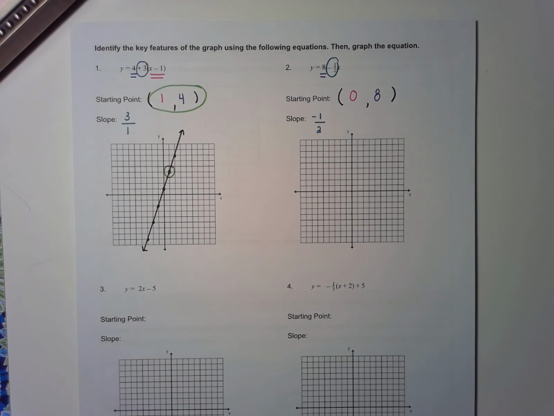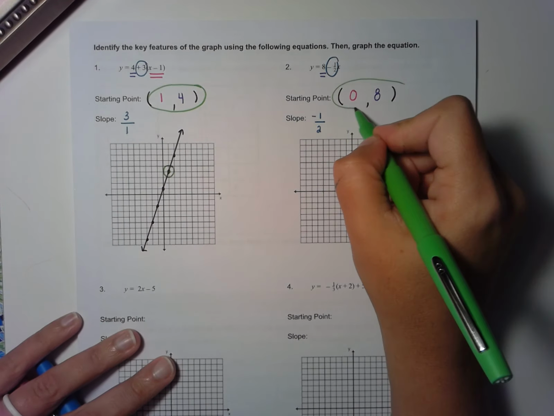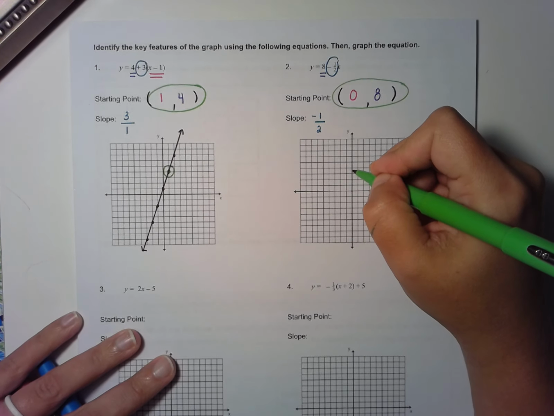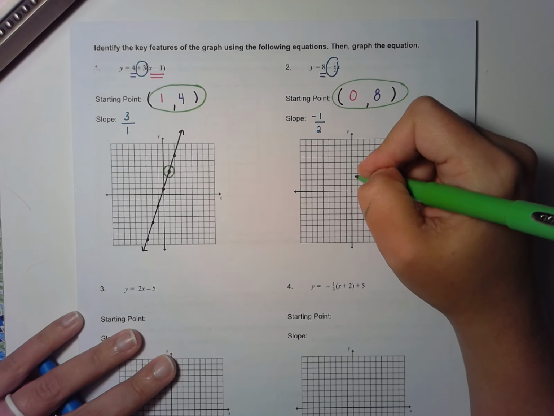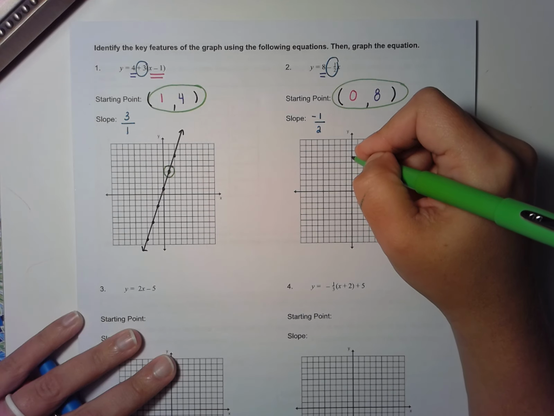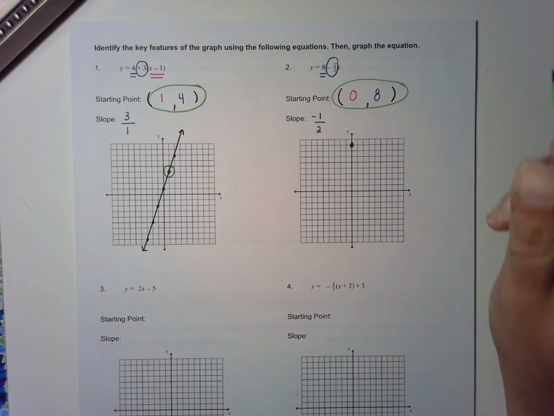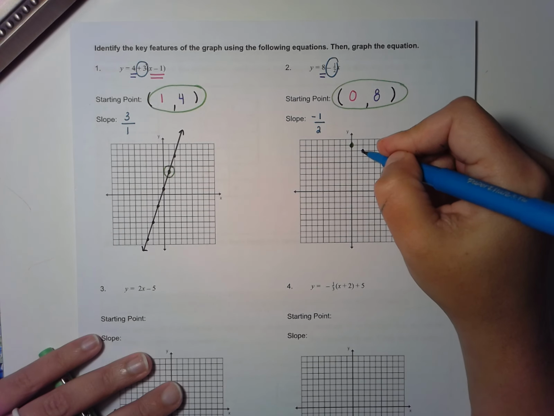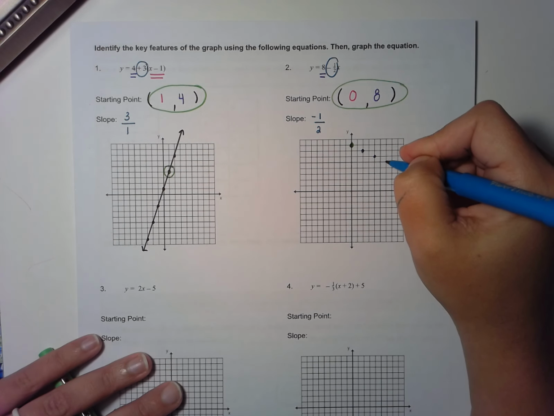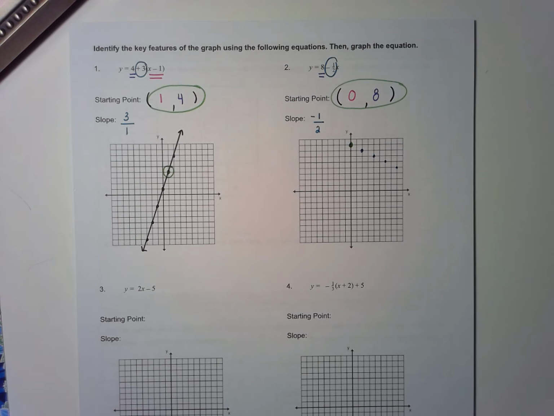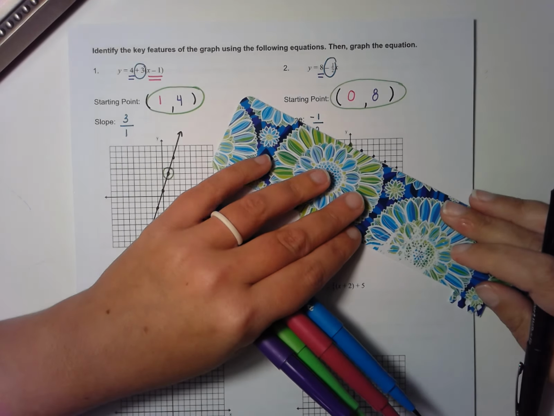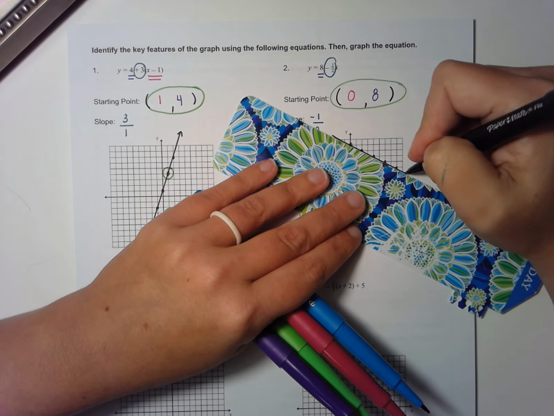So for problem number 2, we would start by graphing our starting point, which is 0, 8. That means don't go to the left or right at all, just go up 8. 1, 2, 3, 4, 5, 6, 7, 8. From there, you're going to go down 1/2, down 1/2, until you run out of room. And then you're just going to draw a nice straight line through those dots with arrows at the end.